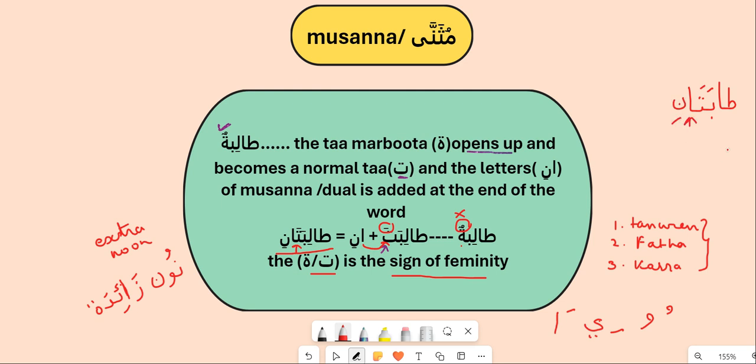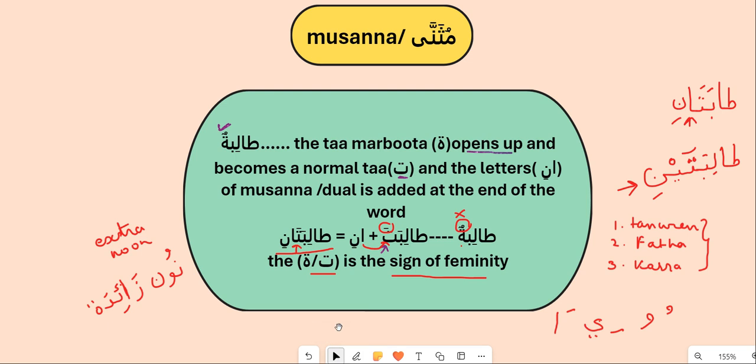What about in mansoob and majroor? Talibataini, with ta, ya, and noon. So the ta will have a fatha: talibataini. This is for mansoob and majroor case. So that's how you make the muthanna of masculine and feminine nouns in marfu and mansoob majroor case. So this is all about muthanna, number 2.